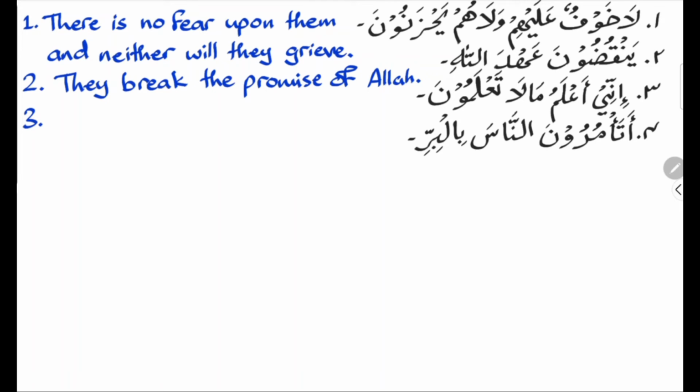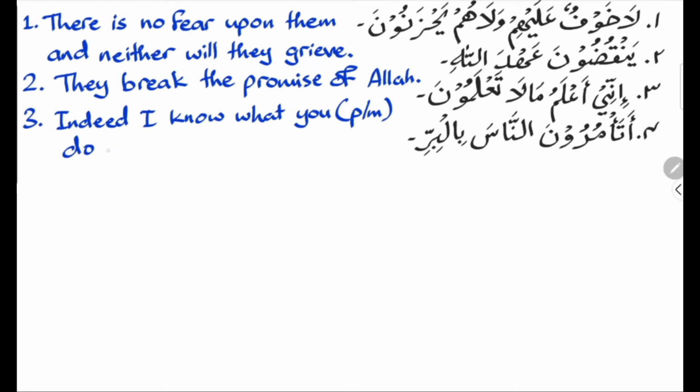Number 3 is inni a'lamu ma la ta'lamun. Inna is indeed. Ya is me. So indeed, I a'lamu. I know. It's alima, meaning to know, on the wazn of af'alu, which is wahid mutakallim, meaning I know. Ma is what or whatever. La ta'lamun. You do not know. What you, plural masculine, do not, and the reason I'm writing not is because of the la that's coming before the ta'lamun. Do not know.